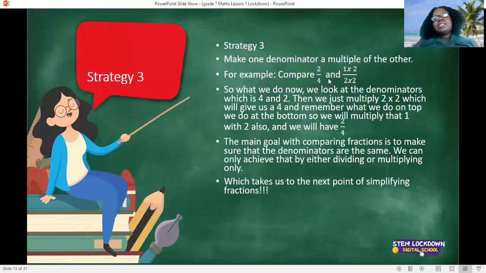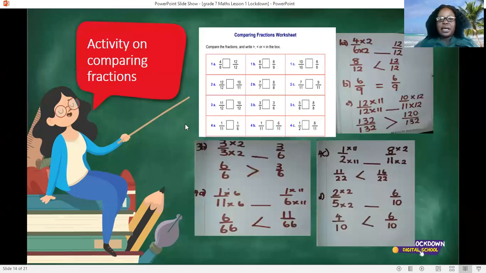So what you do, we just need to, because I know that if you say 2 times 2, you get 4. Then you just easily say 2 times 2 to get 4. And whatever you do at the bottom, you have to do at the top. So you multiply the numerator by 2 and multiply the denominator by 2. So at the end, you're going to have 2/4, comparing it to 2/4. So they are equal. So you can do more of these examples at home.